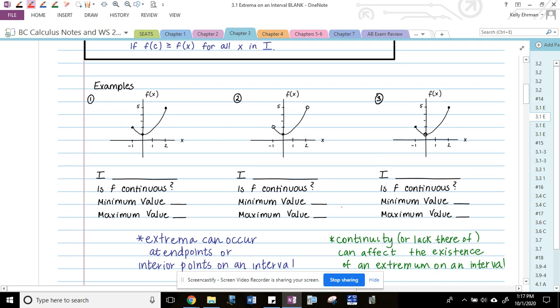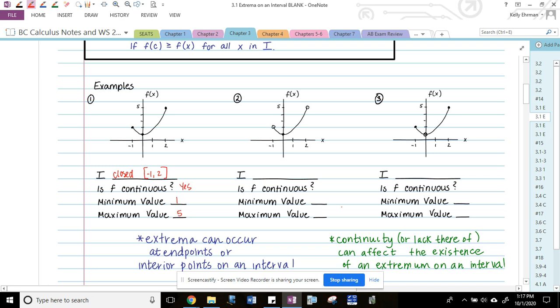So first graph, here's f of x. What is the interval that we're looking at? This is a closed interval because it contains the endpoints, -1 to 2. Is f continuous on this interval? Yes. What's the minimum value? When we ask that, we're asking for the y value. So the lowest value is 1. The maximum value is at the end there, 5.